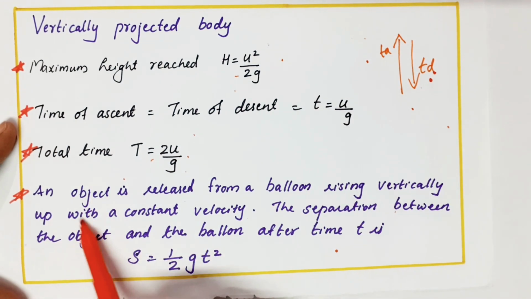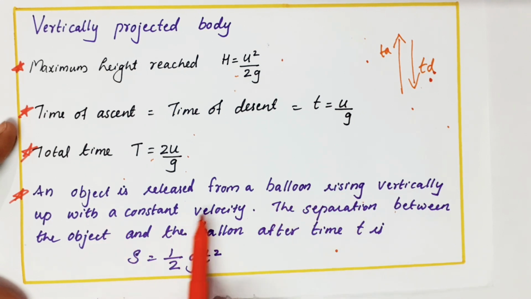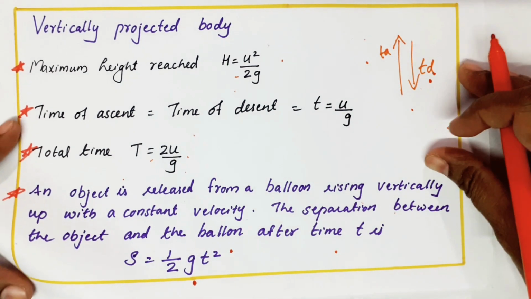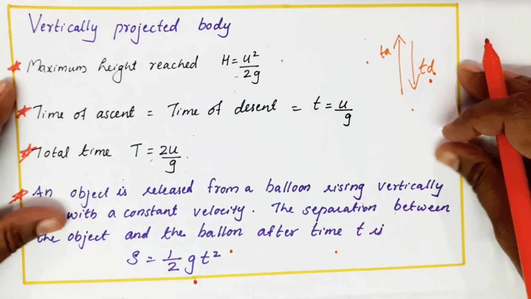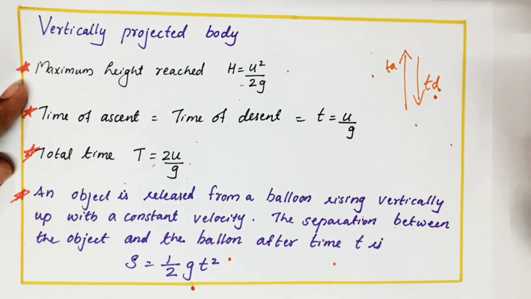Then they can ask this also. An object is released from a balloon rising vertically up with a constant velocity. The separation between the object and balloon after the time t will be calculated as s is equal to half g t square because it is released. So for these types of questions you can use shortcut formulas. You can do it with the direct equation, but with a shortcut formula it is easy to understand.